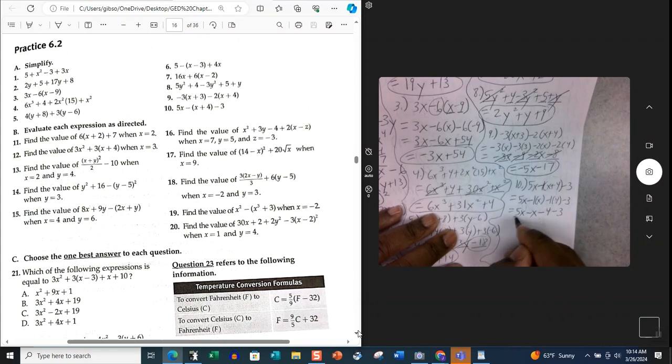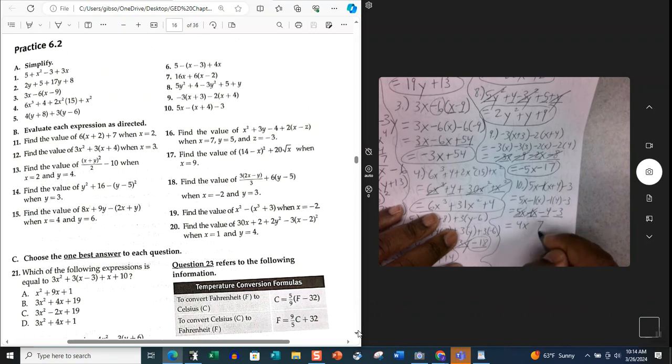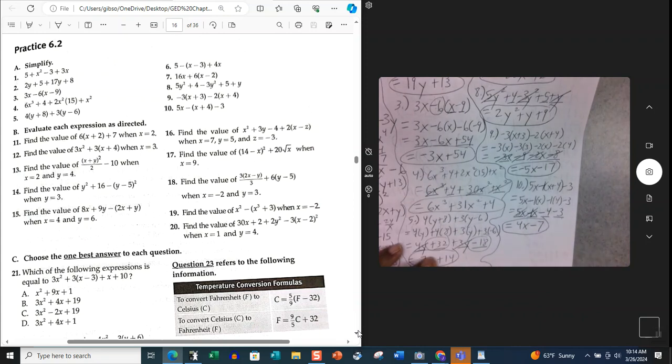Now we group them together. We got 1 term, 2 terms, 3 terms, 4 terms. So now we look at the variables. Both of these are x to the first power. So we have 5x minus x. Now we know it's assumed to be a 1 in front of this x. 5x minus 1x is 4x. Then negative 4 minus 3, they have the same sign. You add them together, get 7, and you carry the sign. So it's 4x minus 7 for number 10.